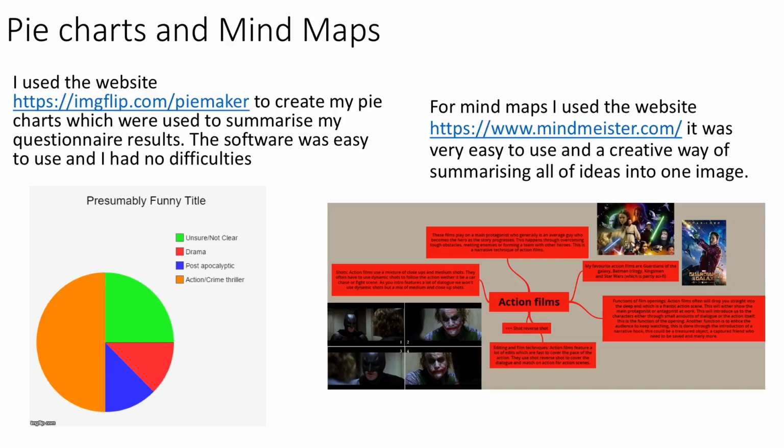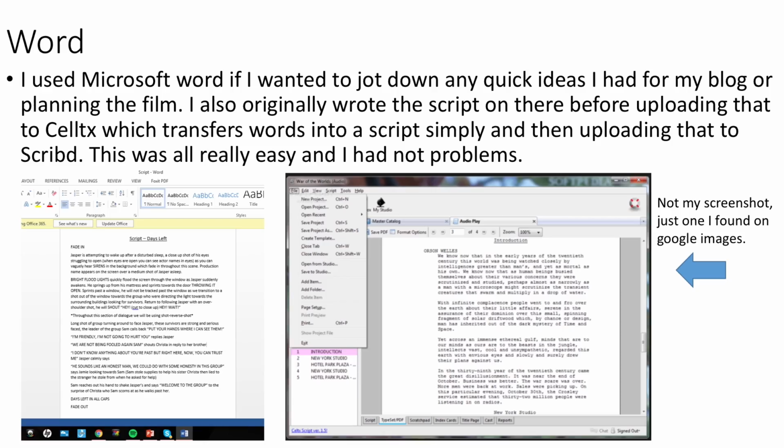I used Microsoft Word if I wanted to jot down any quick ideas I had for my blog or planning the film. I also originally wrote the script on there before uploading that to Celtx, which transfers words into a script simply, and then uploading that to Scribd. This was all really easy and I had no problems.